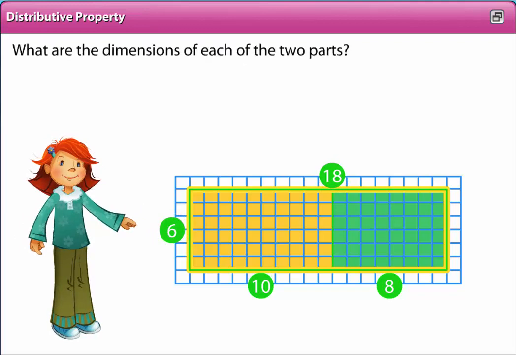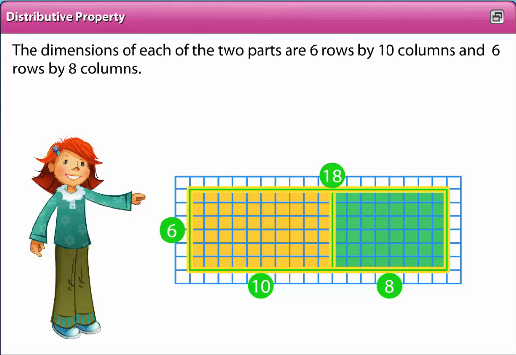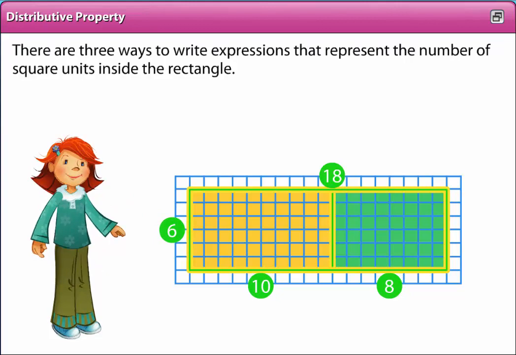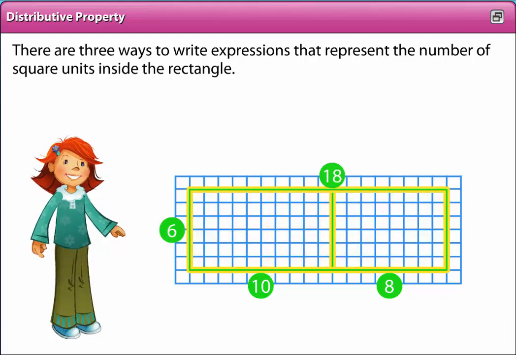What are the dimensions of each of the two parts? The dimensions of each of the two parts are 6 rows by 10 columns and 6 rows by 8 columns. There are 3 ways to write expressions that represent the number of square units inside the rectangle.